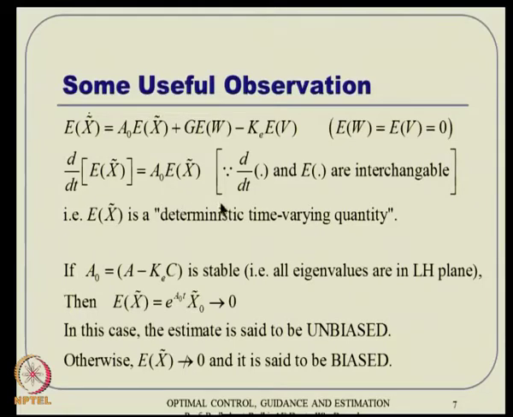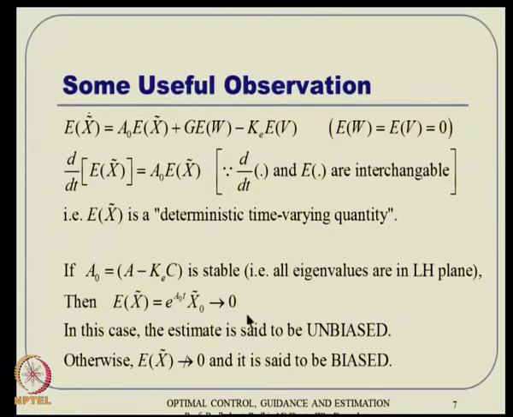So when you talk about the expected value of the error and its dynamics, d/dt of that, this governs something like that. What it tells us is the expected value of x tilde is a deterministic time varying quantity basically. Now, it turns out that this A naught, which is defined as A minus KC, is stable. That means all eigenvalues are in the left half plane. Then what happens? The expected value of x tilde, if you take a solution of that, is nothing but e to the power A naught t times x0 tilde, and that will go to 0 basically, because this is a stable matrix actually.